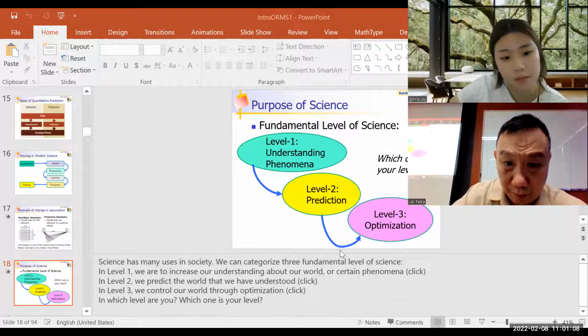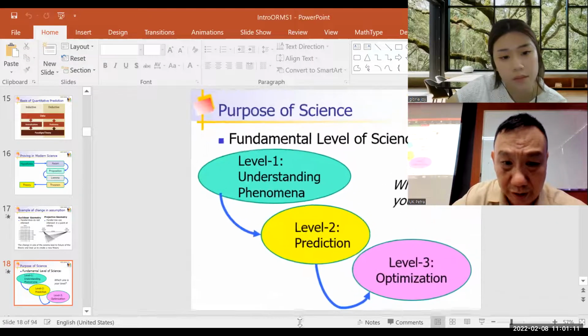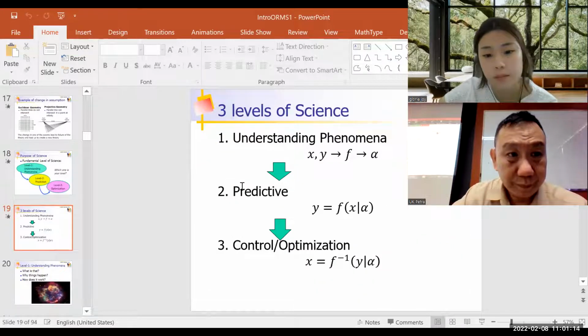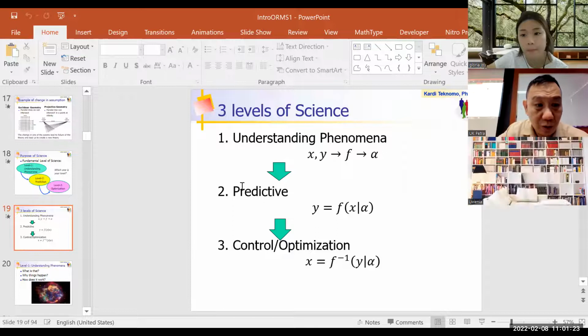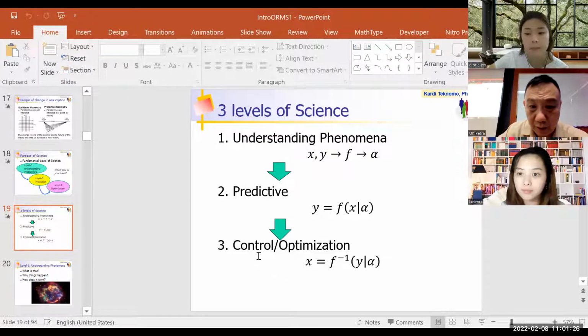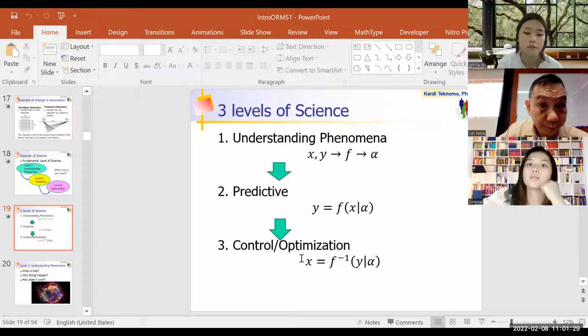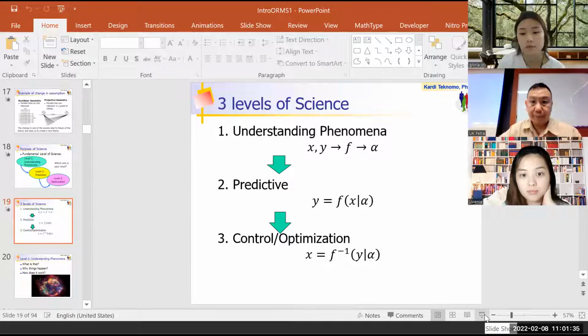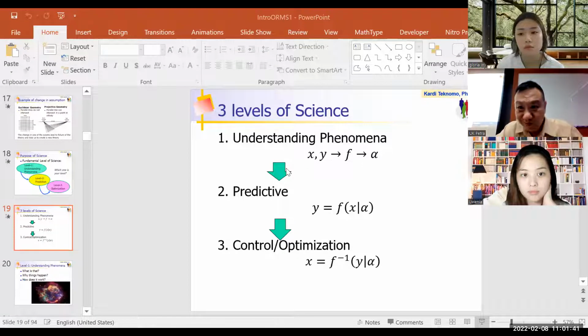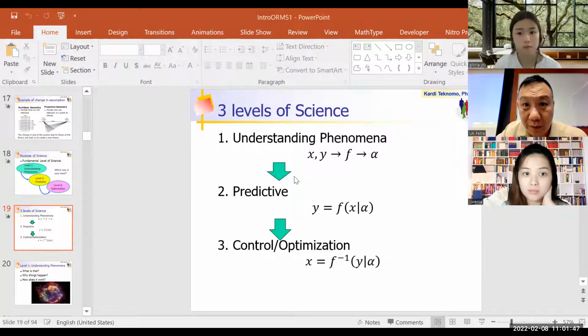Let me go into the detail. I will put here the three levels of science: understanding phenomena, prediction, and control as a function. Let me share this. Oh, I cannot remove the viewer screen. Anyway, I will draw using the whiteboard in that case.